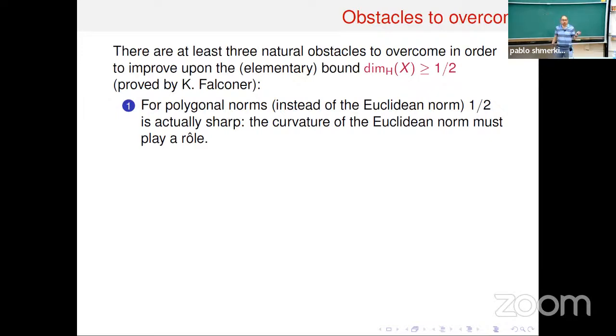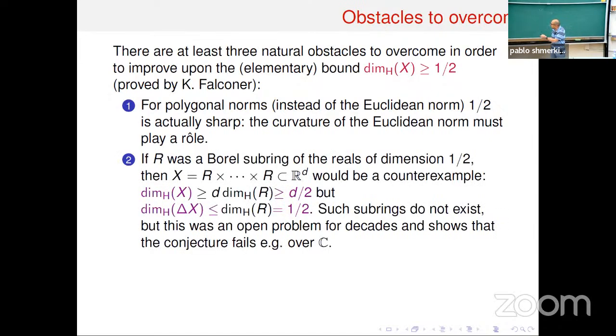Well, first of all, if instead of the Euclidean norm, you take the L infinity norm, for example, then 1/2 is sharp. So it is the curvature of the Euclidean norm that makes the conjecture plausible. In fact, this is believed to be true for any norm that has a smooth unit ball and non-zero curvature everywhere. But it's not true for polygonal norms. So curvature has to play a role. Okay, this obstruction is there, but maybe not so overwhelming, because it happens all over the place in analysis that curvature plays a role and things fail completely for flat things. So this is very common and maybe is the smallest of the obstructions.